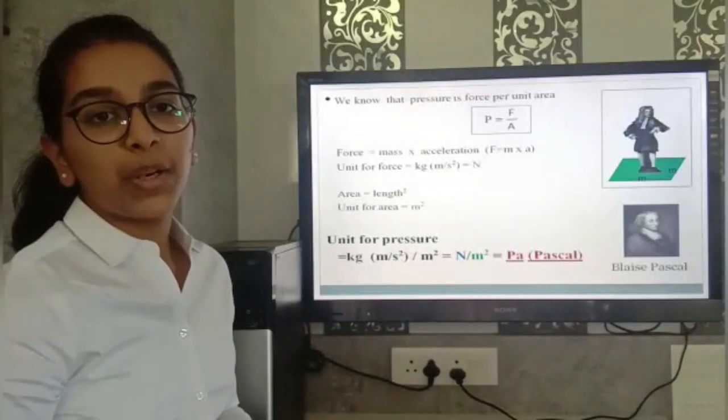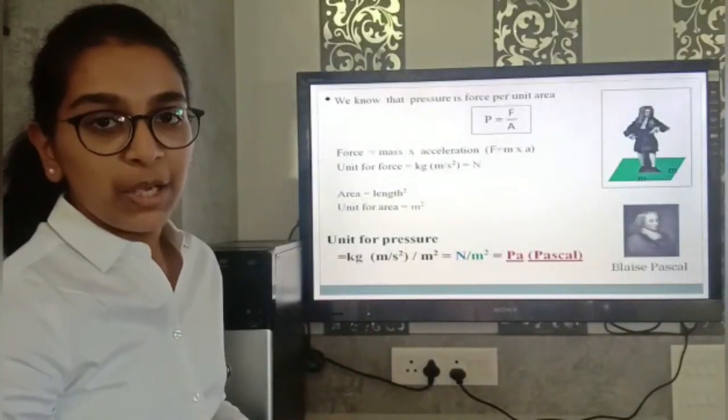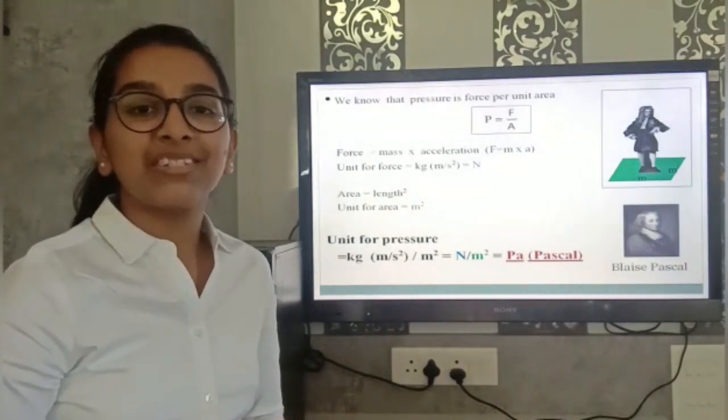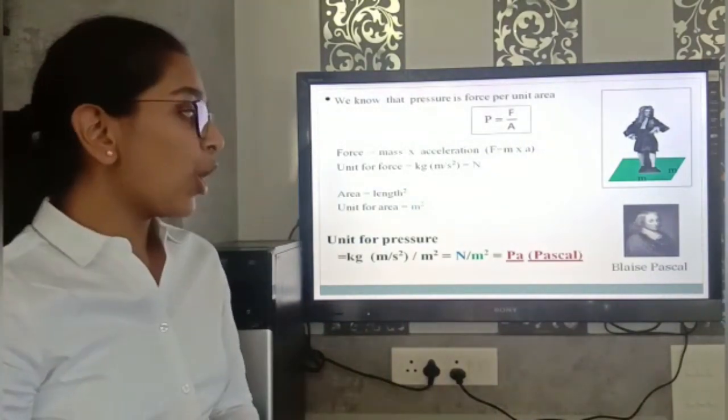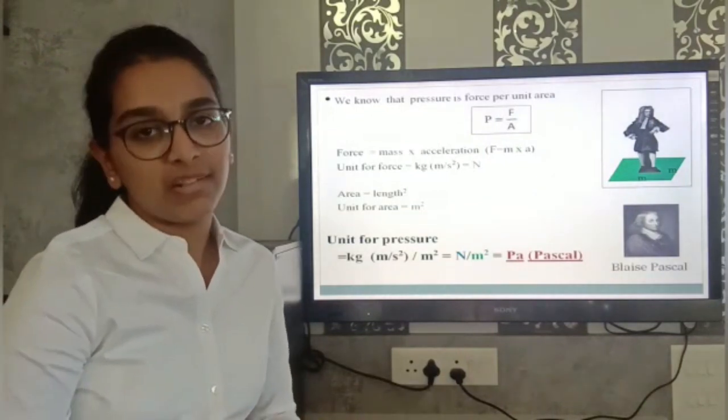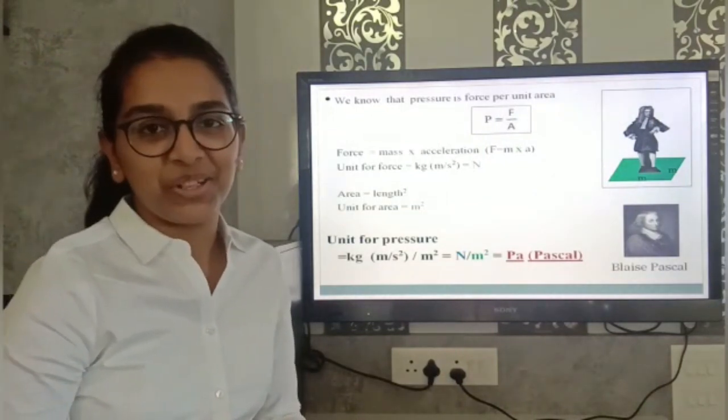Newton per meter square is known as Pascal. Pascal is denoted by Pa. The name Pascal given to this unit is in honor of the scientist Blaise Pascal. Now how to remember this? Let's listen to a small story.